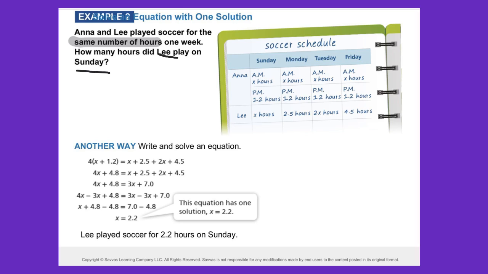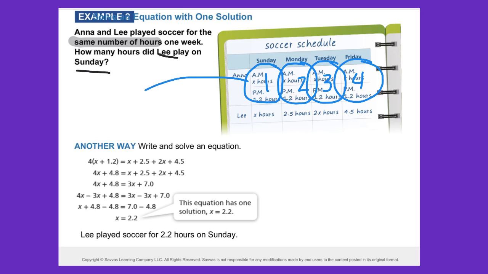So they started with Anna, and if you look, every day Anna spent x hours in the morning and 1.2 hours in the afternoon. There were 1, 2, 3, 4 of those right there. They distributed, and that's how much Anna has on the left-hand side of the equation.